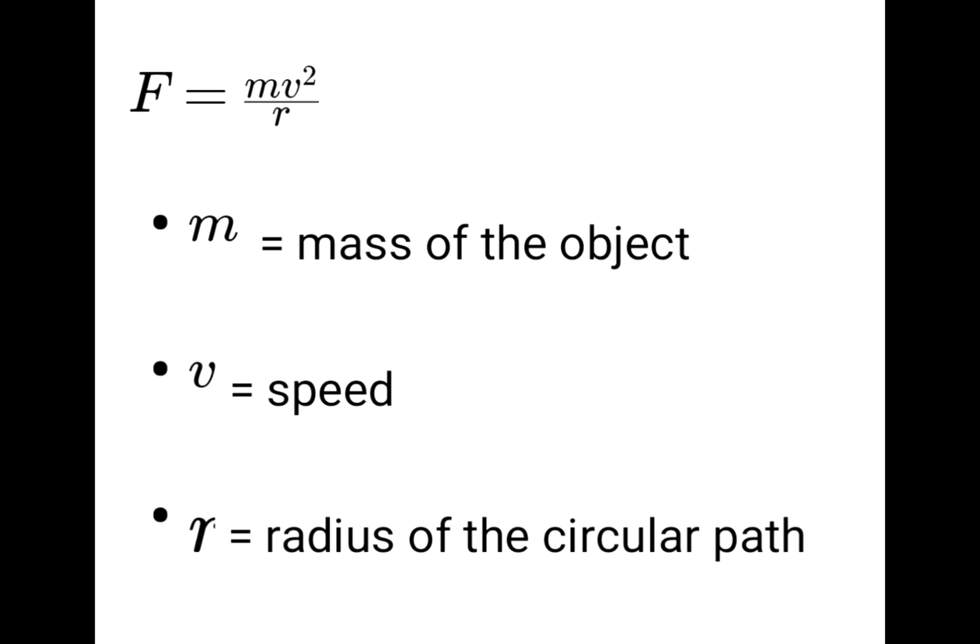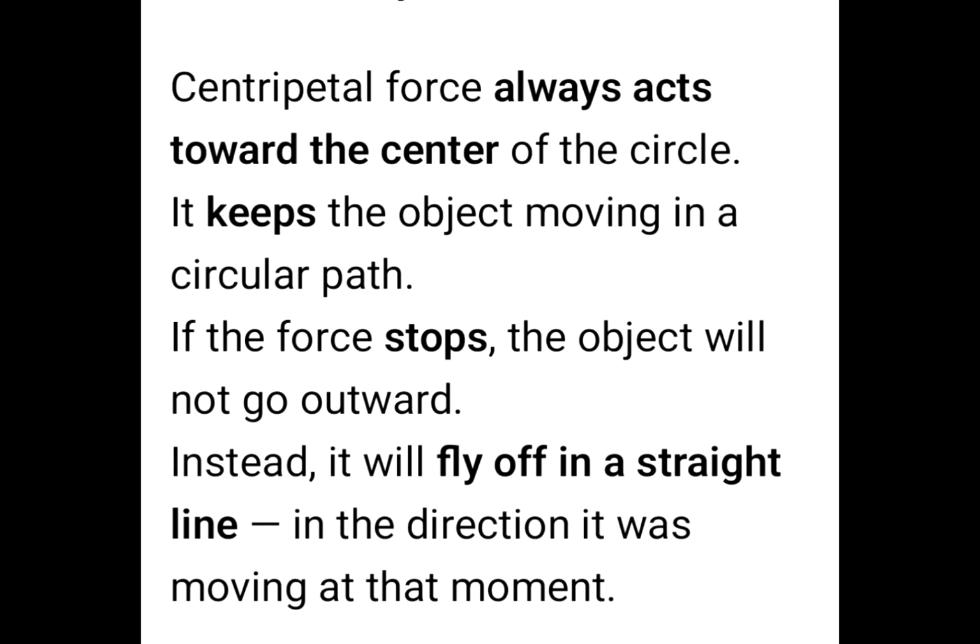Next, let's see the mathematical formula for this force. The formula for centripetal force is F equals mv squared upon r, where m is the mass of the object, v is the speed, and r is the radius of the circular path. This means if the object is heavier or moves faster, we need more centripetal force. Now let's move to the key idea behind this force.